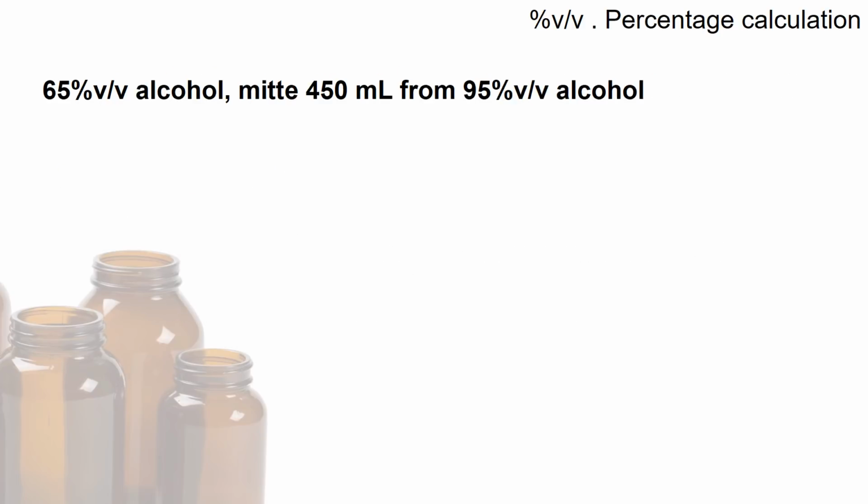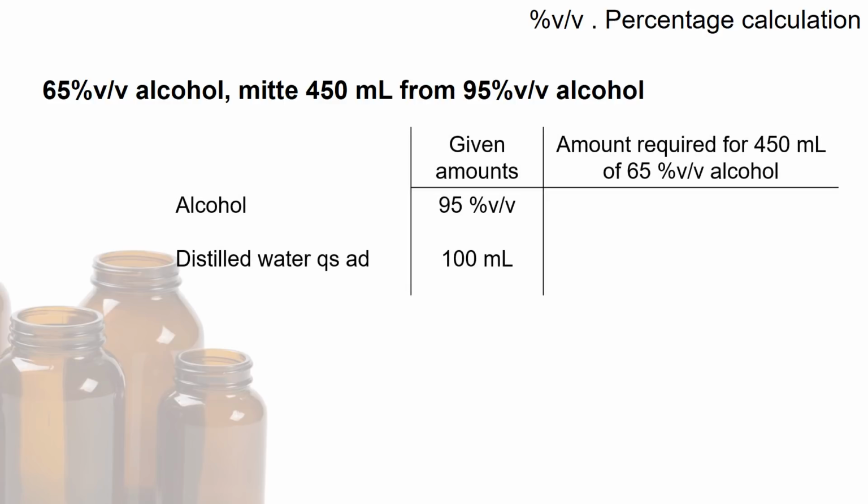We have now another example where we have to dilute 95% volume in volume alcohol to a final volume of 450 ml with a concentration of 65% volume in volume. So let's put it in table form. You're given 95% volume in volume, and the final volume here is 100 ml. So how much do you need to prepare 450 ml with a concentration of 65%?